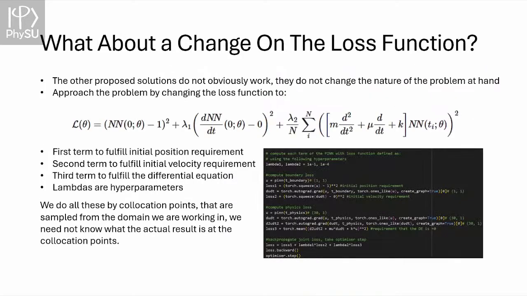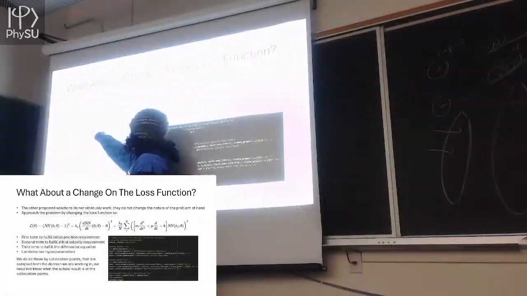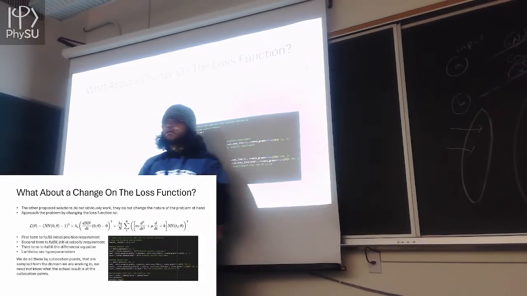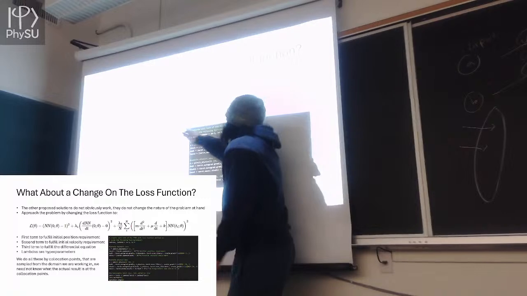So what do we do? We change the loss function as follows. So whatever our neural network predicts at x equals 0, we want it to be equal to 1. So if we minimize this, the neural network at 0 is going to converge to 1, right? If you minimize the entire loss function, we have to minimize this. So this is going to get minimized, which means NN(0, theta) is equal to 1. That's good.